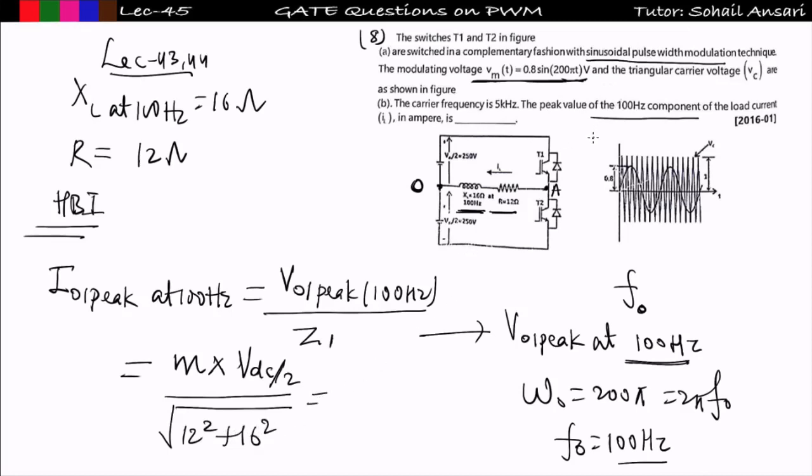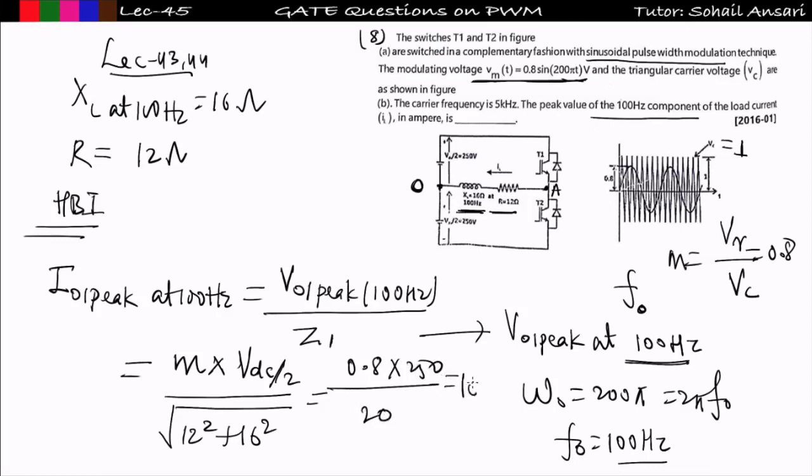Now I need to find the modulation index. Modulation index I already know, that is equal to VR upon VC. Here VC is given, that is equal to 1, and the peak value of VR is given, 0.8. So modulation index I am getting is equal to 0.8. So write it here: 0.8 multiplied by VDC, given as 250 volt, upon under root 12K square plus 16K square, which will give you 20. So it is coming out to be 10 ampere. So the answer of this will be equal to 10 ampere.